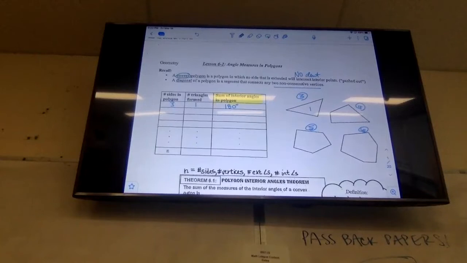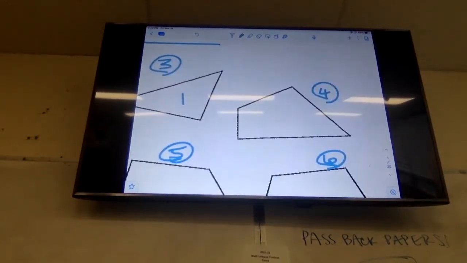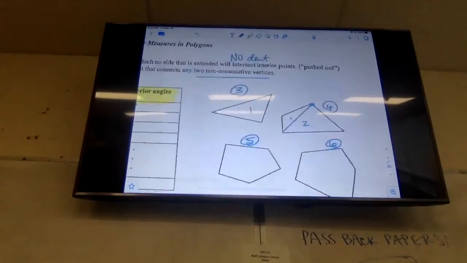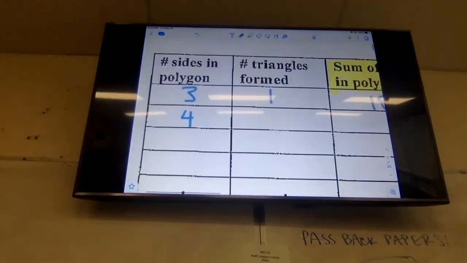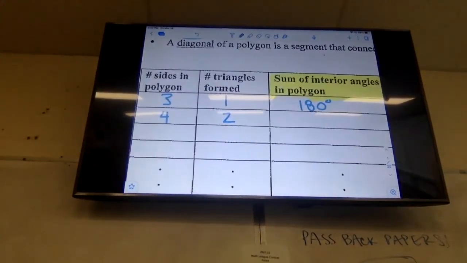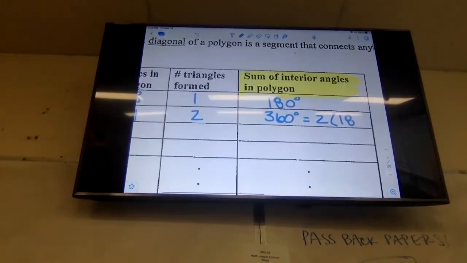Okay. I'm going to a 4-sided shape, and I'm picking any vertex, and I'm going to draw as many diagonals as I can. How many can I draw here? 1. I only can draw 1. So that makes how many triangles now in this shape? 2. Okay. So I've got a 4-sided polygon, and I can make 2 triangles from that. Does anybody already know what the sum of the interior angles is in a 4-sided shape? 360. 360, good. And you know what's funny is 360 is the same thing as 2 times 180. Sensing a pattern yet?